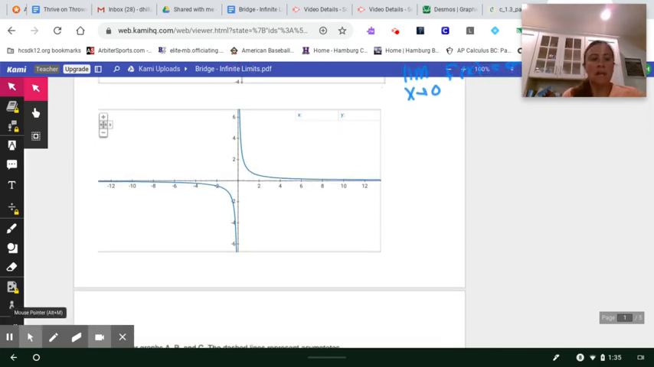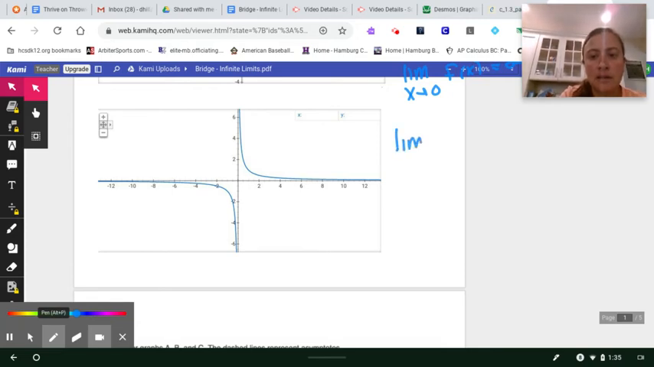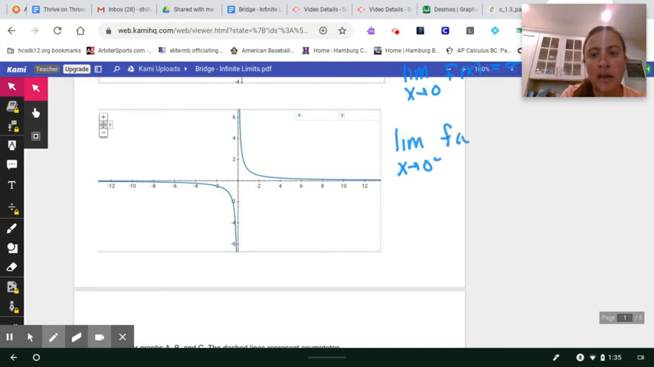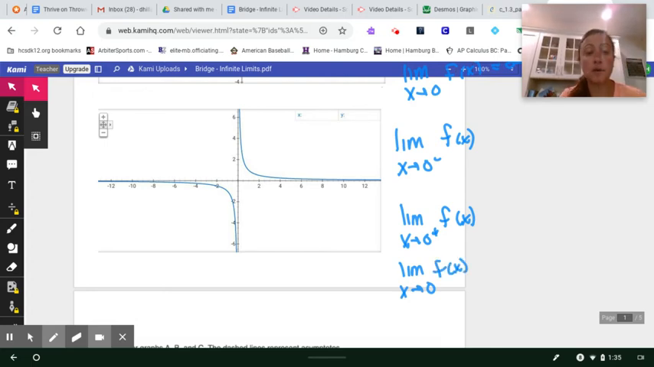Okay, let's talk about the limit from the left and right again. So the limit, and just jot that in your notebook, as x approaches 0 from the left of f of x. And we'll talk about the limit as x approaches 0 from the right of f of x. And then we'll just talk about the limit in general, the limit as x approaches 0. Okay, so there's always three things we want to talk about: the limit from the left, the limit from the right, and then the actual overall general limit.